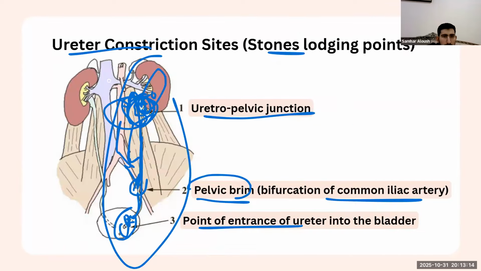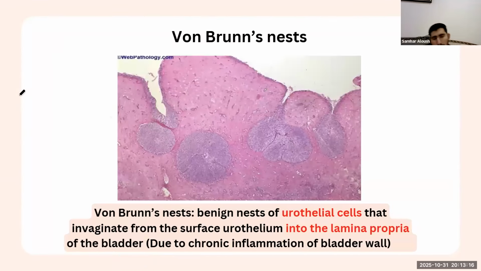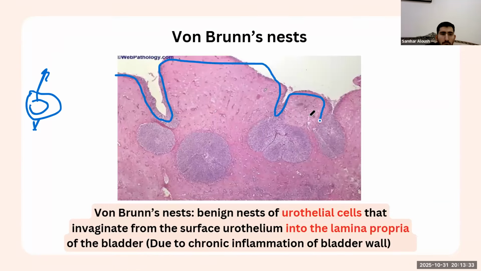Okay, we finished the ureter. Now the bladder. The topic is a bit long, so bear with me. The bladder is a structure that contains urine. It's lined by transitional epithelium or urothelium. Very simple. This is the urothelium, transitional epithelium, lining it.